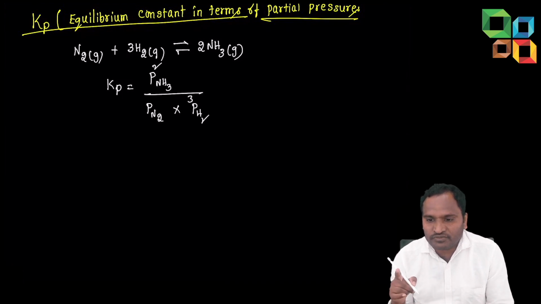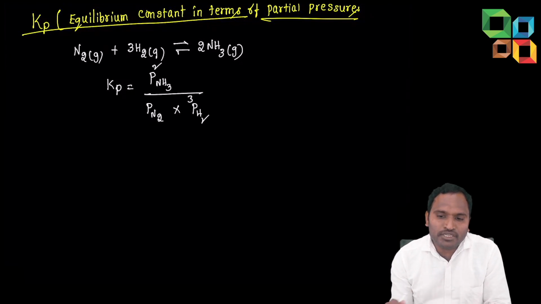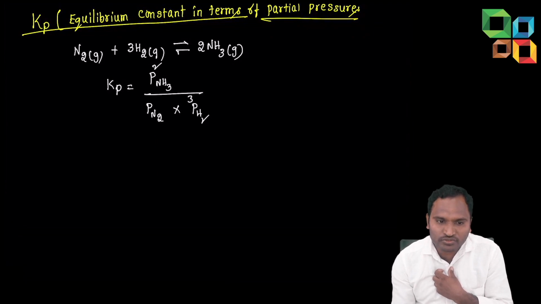There we use square brackets, the concentration unit. Here, active masses we used over there. Here only P of NH3 is squared, since the coefficient is 2 here. For P of N2 the coefficient is 1, so no need to write. Here it is 3, I wrote it.